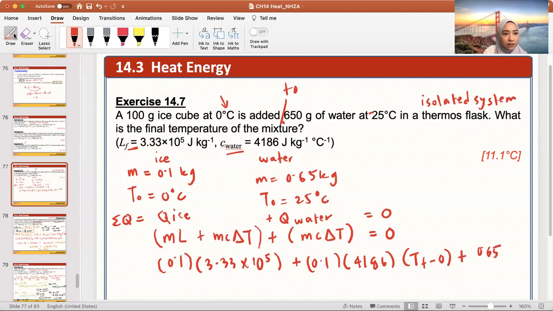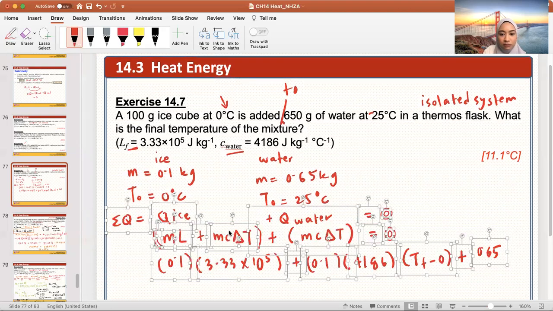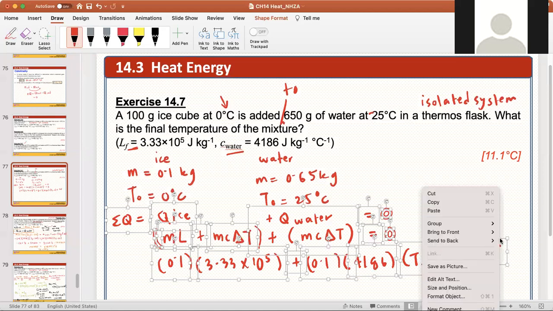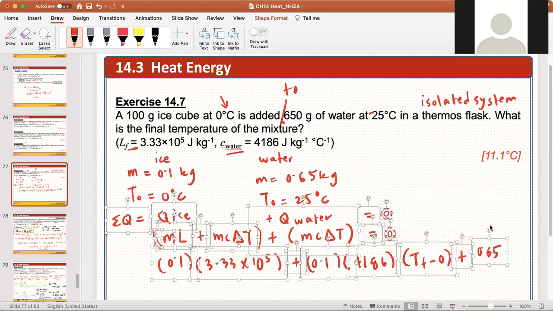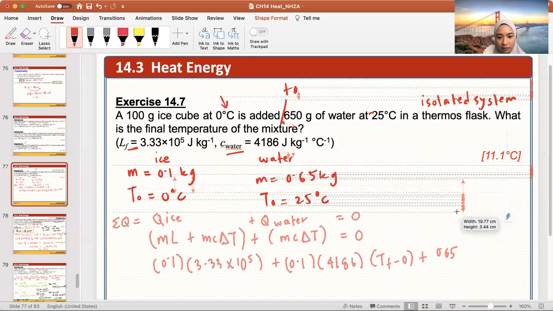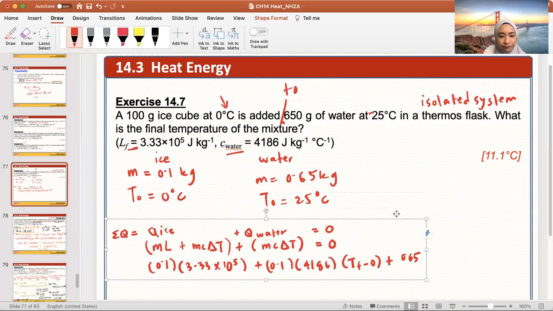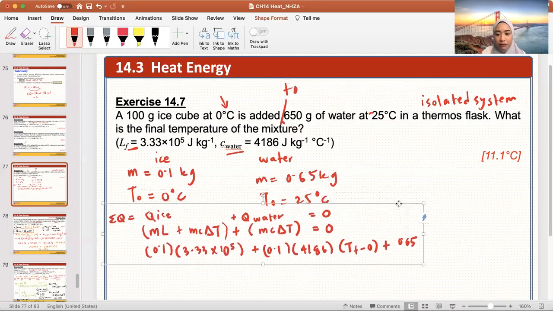Wait, let me find some space. Are you guys still with me? Or have you fallen asleep? Yes, still? Doctor. Okay, that's good. Okay, a little more, last question. Okay, 0.65.